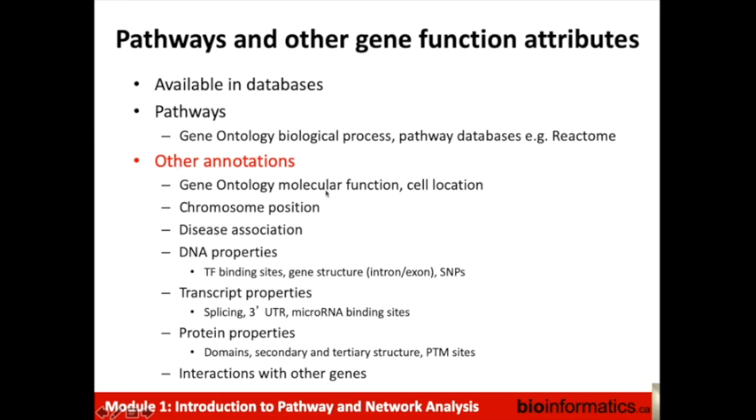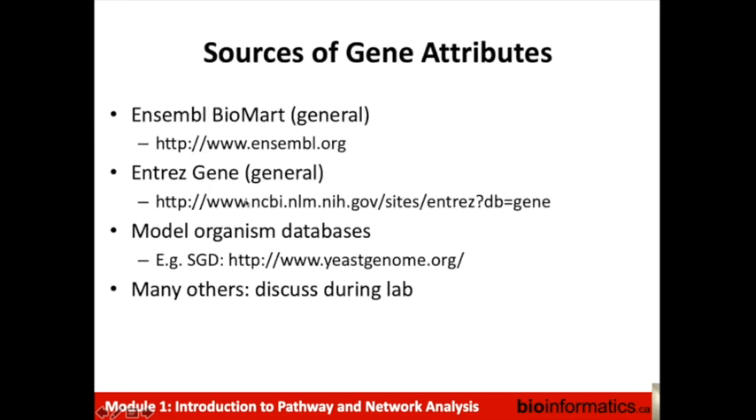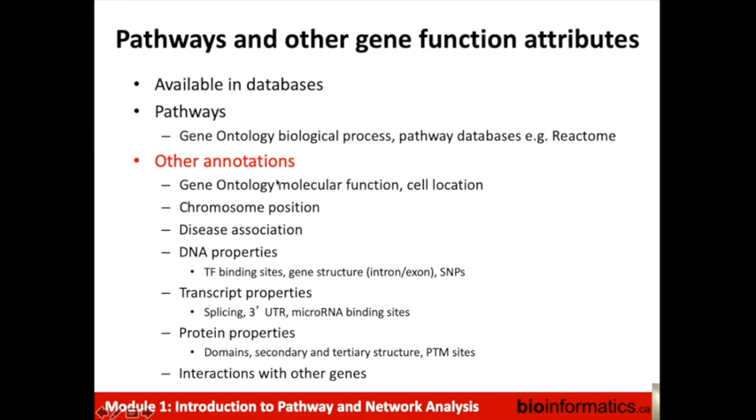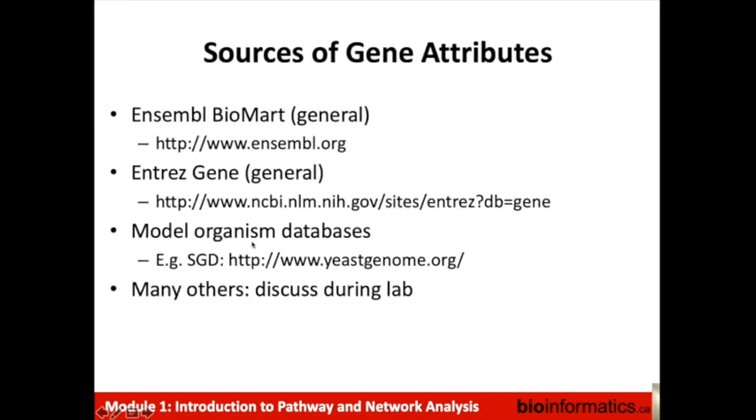There's many other types of annotations that I mentioned. And you can get these usually from genome browsers. One that I like is Ensembl. Ensembl is a genome browser that pulls information from many different sources. Another one that's great is Entrez Gene from the US NIH National Center for Biotechnology Information. If you're working with a model organism, those databases usually are the best sources of gene attributes for those genomes, and there are many others that we could discuss during lab time in the workshop.